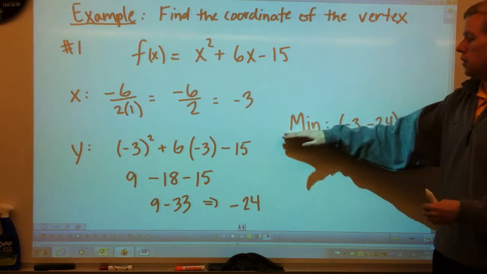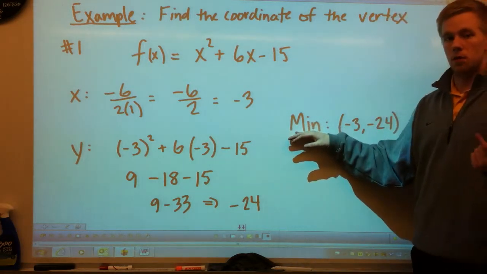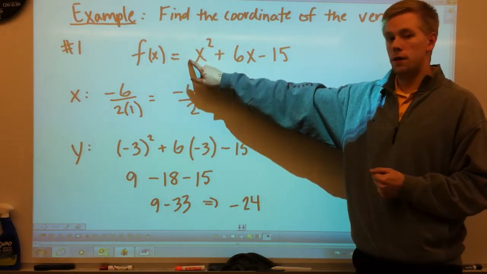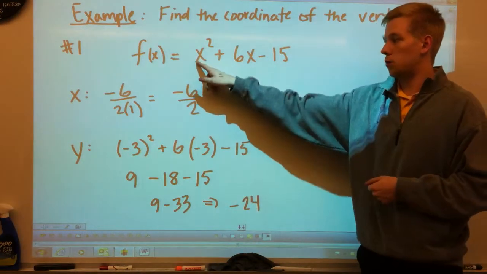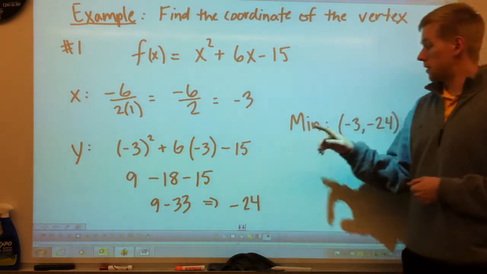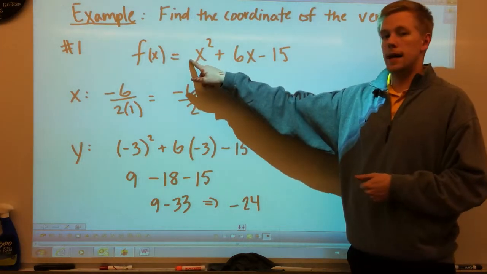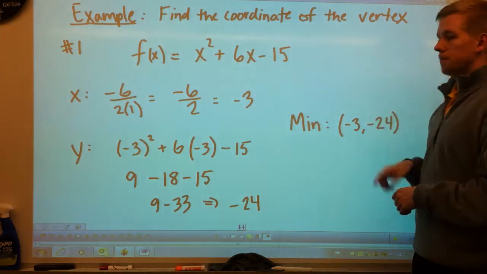The way you can determine, and this is really easy to determine, if it's a min or max without looking at the picture is looking at the leading coefficient. If the leading coefficient is positive, which it was here, we're going to have a minimum. If the leading coefficient is negative, it's going to be a maximum. It's going to form an upside down U.